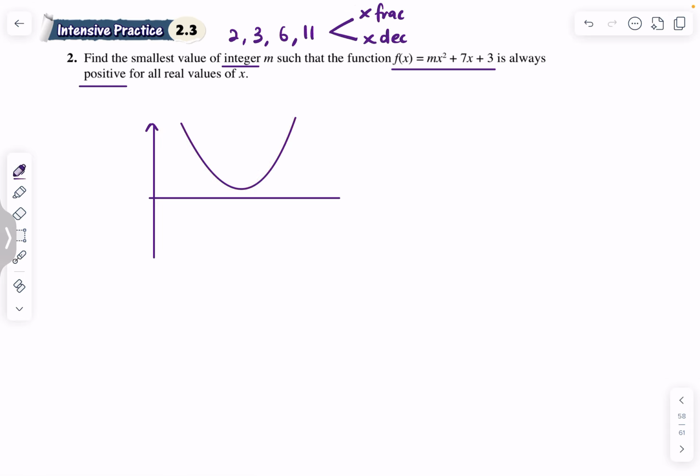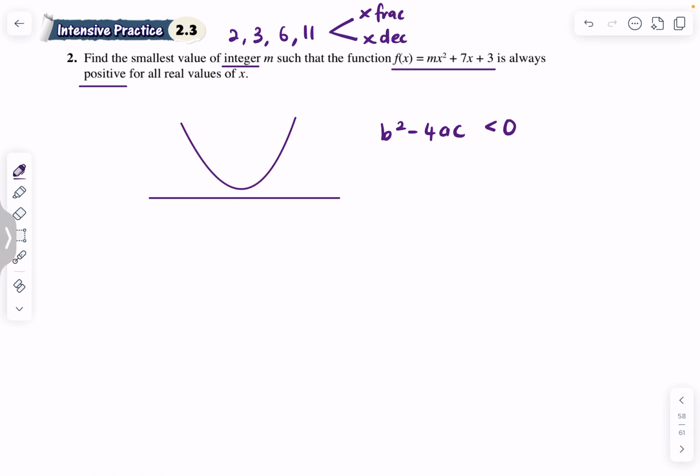Right, so whenever you get a graph like this, it will be b square minus 4ac less than 0 because no real roots. If you have equal roots, it will be equal to 0. If you have two real roots, it will be more than 0. But since these are no real roots, less than 0.